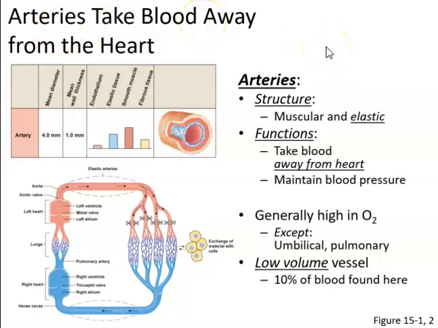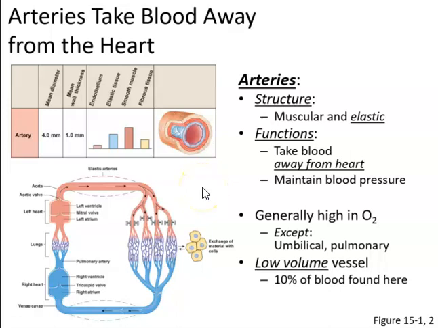So arteries, their structure, they're very muscular and elastic, so they have a large amount of elastic tissue within their layers. They also have a lot of smooth muscle within their layers. So here we can see within the table the different components of the layers of the arteries. So we have our endothelium, then we have large amounts of elastic tissue, smooth muscle, as well as fibrous tissue, and we can see in this cross section the different components that make up the artery.